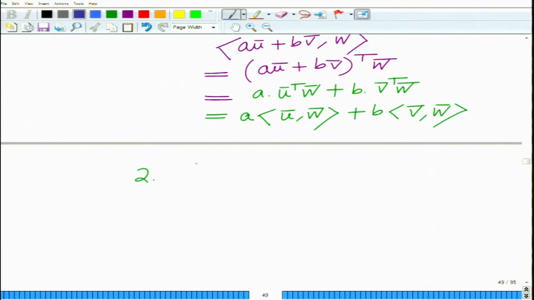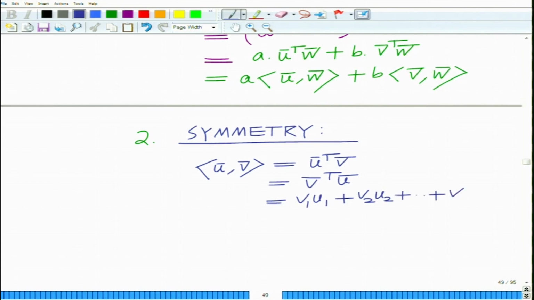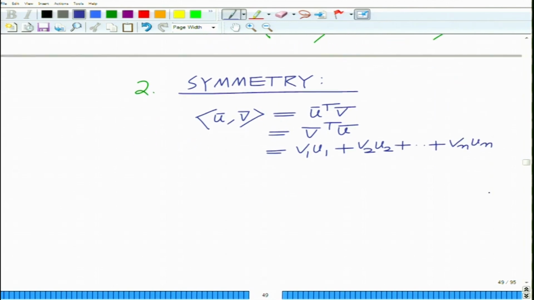Now coming to the symmetry property, we have u bar dot product v bar, which is equal to u bar transpose v bar, which is basically the same as v bar transpose u bar, which is v1 u1 plus v2 u2 plus up to vn un, which is v bar dot u bar. So it satisfies the symmetry property. Now we have to look at the positive semi definiteness.